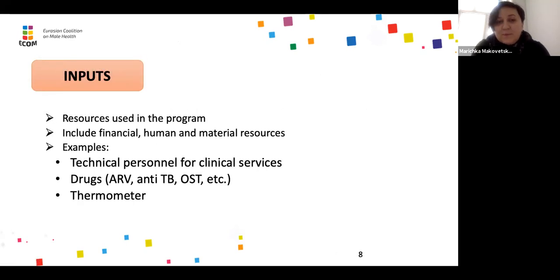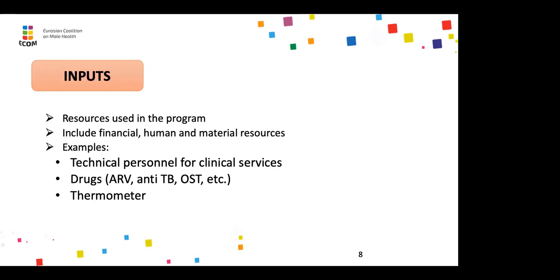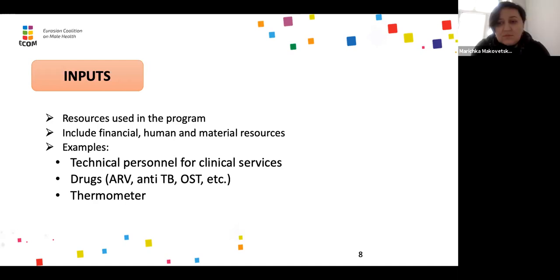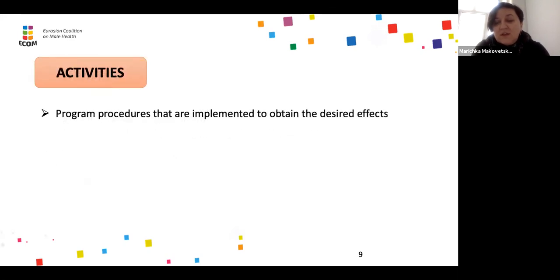So, for example, if you're working in TB prevention, then you will need technical personnel in your program, and technical personnel obviously are supposed to deliver services to the clients. Then you need drugs, because you need to treat people, which are anti-TB drugs, or OST, depending on your program, and some material resources like thermometers or computers, laptops, whatever you have in your program. Then you go to activities, basically the activities of your work plan that is agreed with the organizations and your donor.